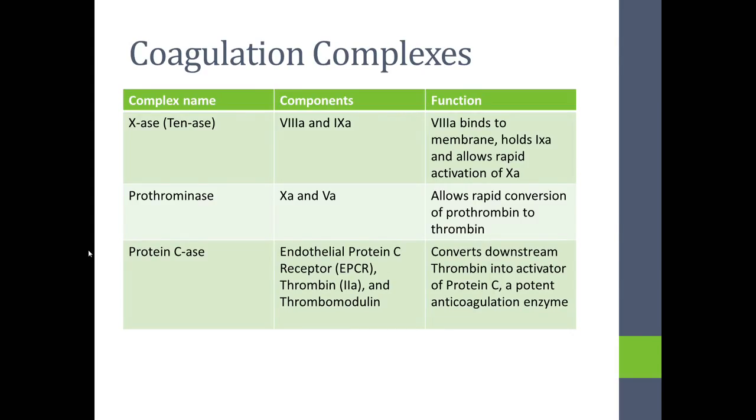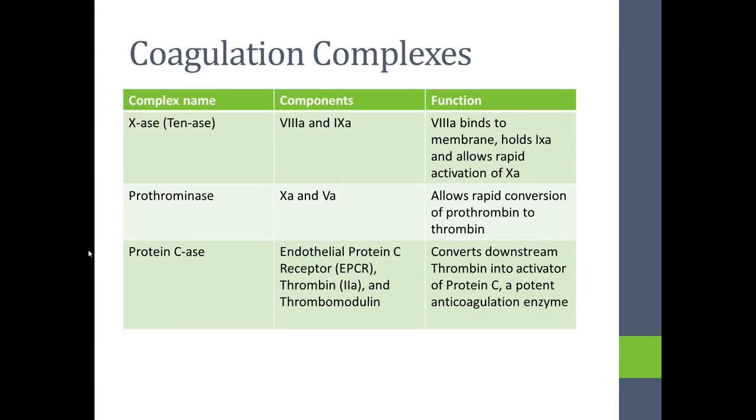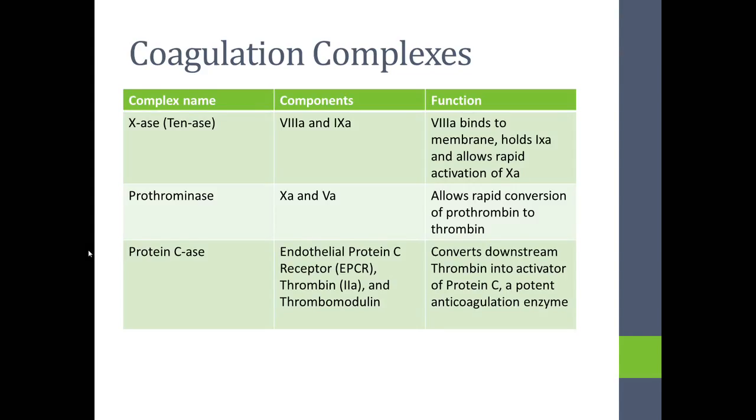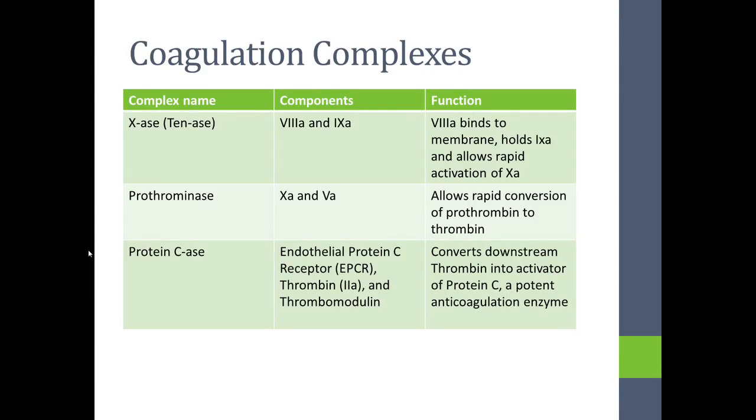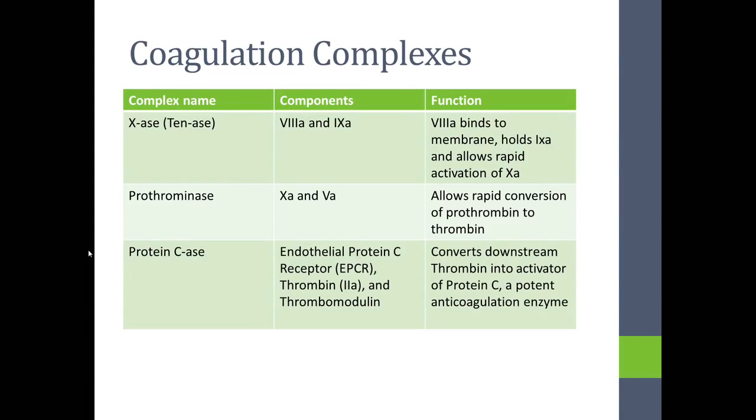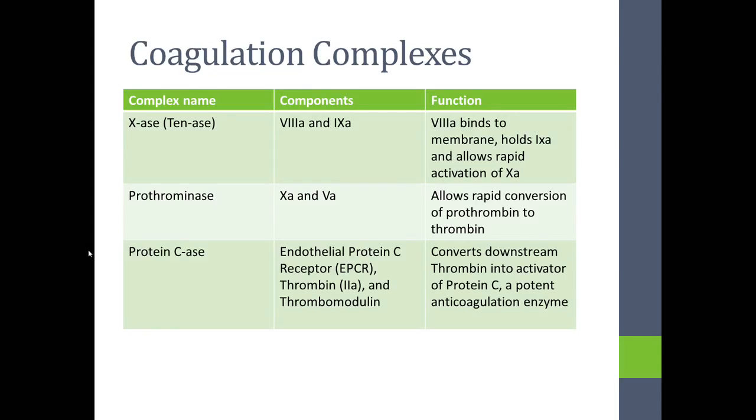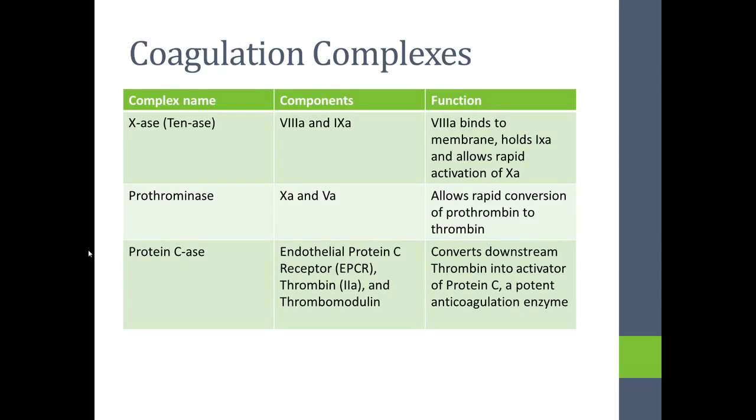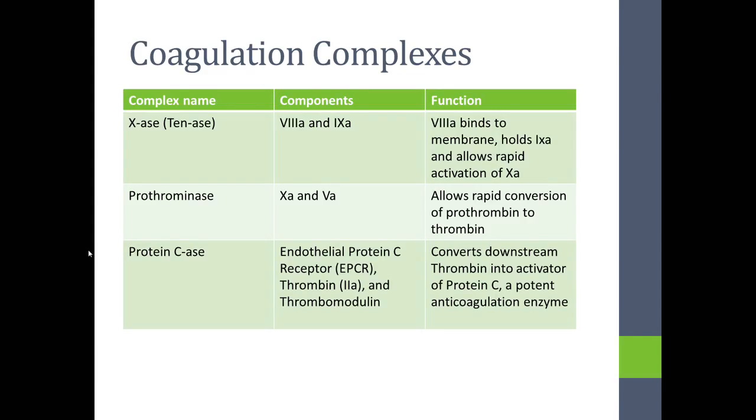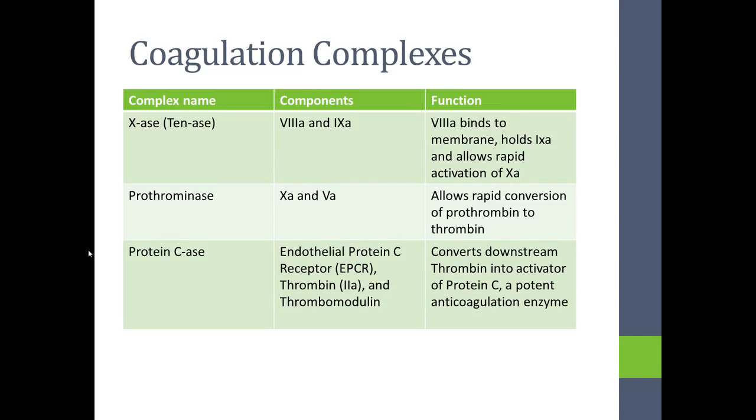Protein C-ACE is a combination of endothelial protein C receptor, or EPCR, and thrombin, which is activated factor 2, and a protein called thrombomodulin. This causes thrombin to convert from a fibrin activator to a protein C activator. And when a large amount of thrombin can be converted like this, a large amount of protein C is made, and then at least locally has the effect of inhibiting the clotting system in that area. And again, we'll talk more about protein C in later videos.